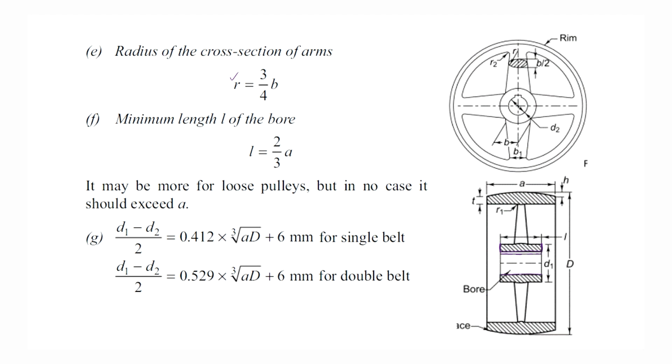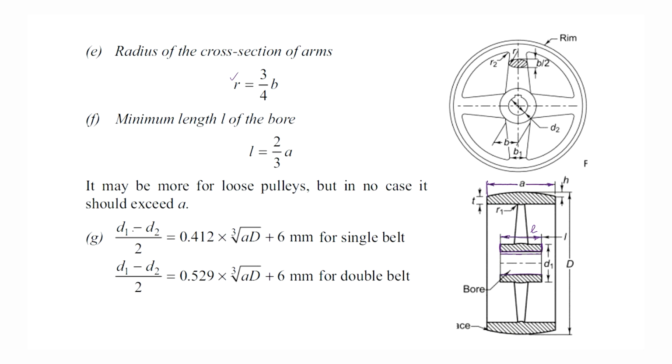Okay, so this length L is given by 2 by 3 of A. It may be more for loose pulleys, but in no case should it exceed A. Now, what is A? A is this one, the width of the pulley. Knowing the width of the pulley, you can find what would be the length near the bore.